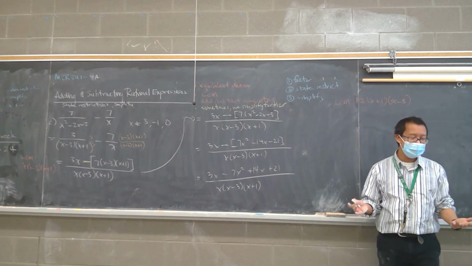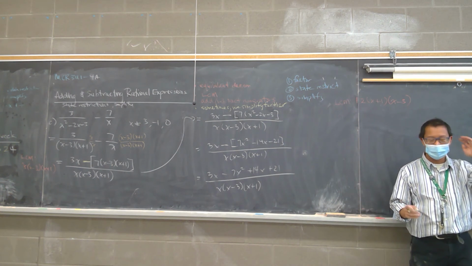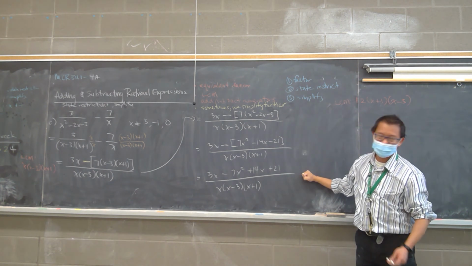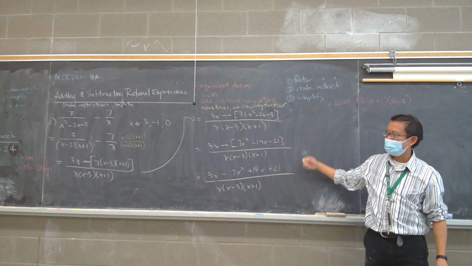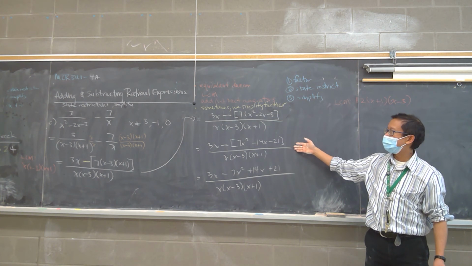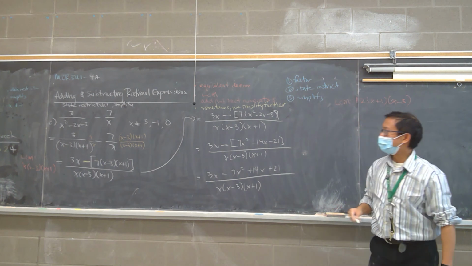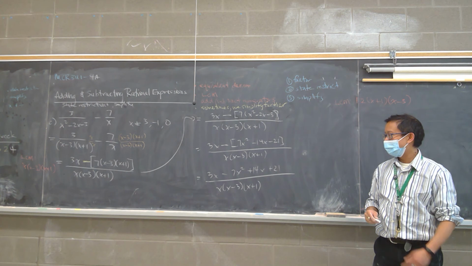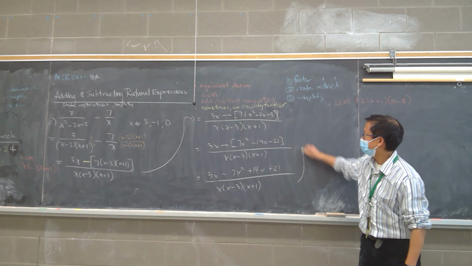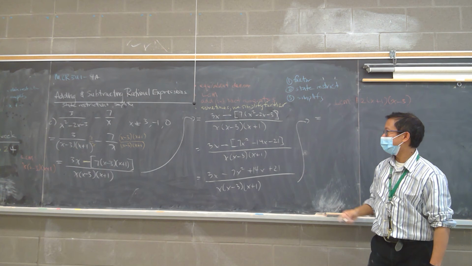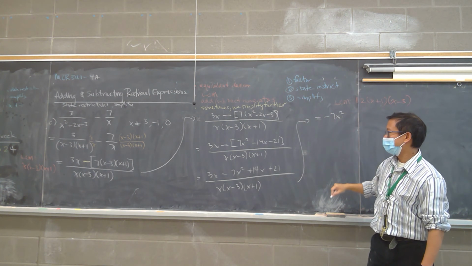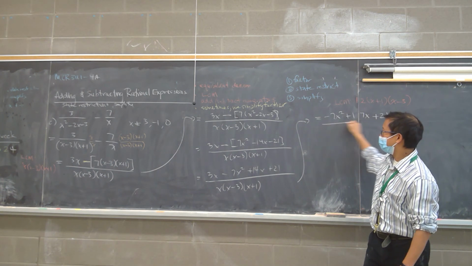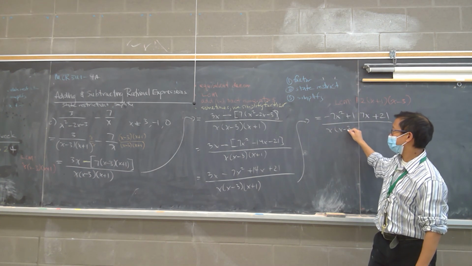So for this example, again, a good question that a lot of students have: do I have to write all this? Most students go from this step to this step, but to explain it, this is what's happening. That's why, one more time, you have to be careful with your understanding of subtraction. And then now you put it all together: negative 7x squared plus 17x plus 21 over x times x minus 3.